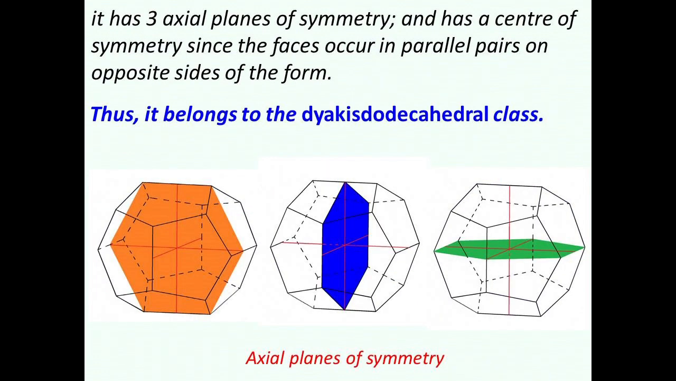It has 3 axial planes of symmetry and has a center of symmetry since the faces occur in parallel pairs on opposite sides of the form. Thus, it belongs to the dodecahedral class.